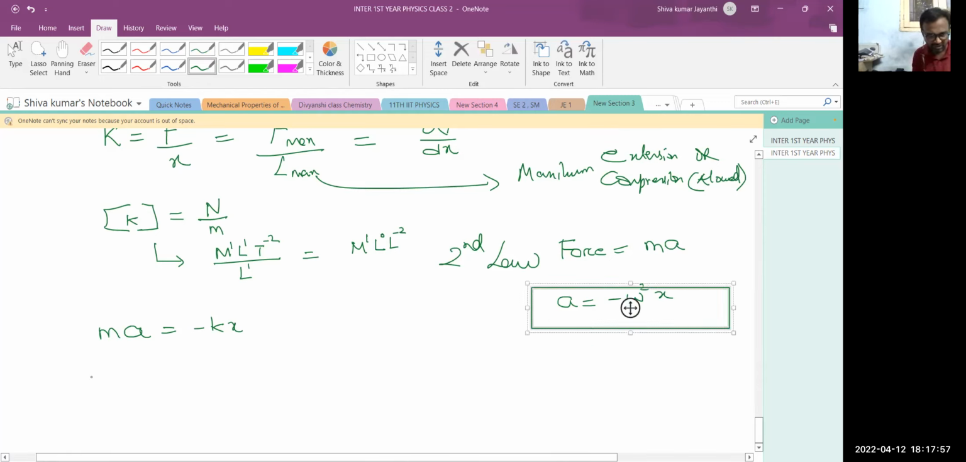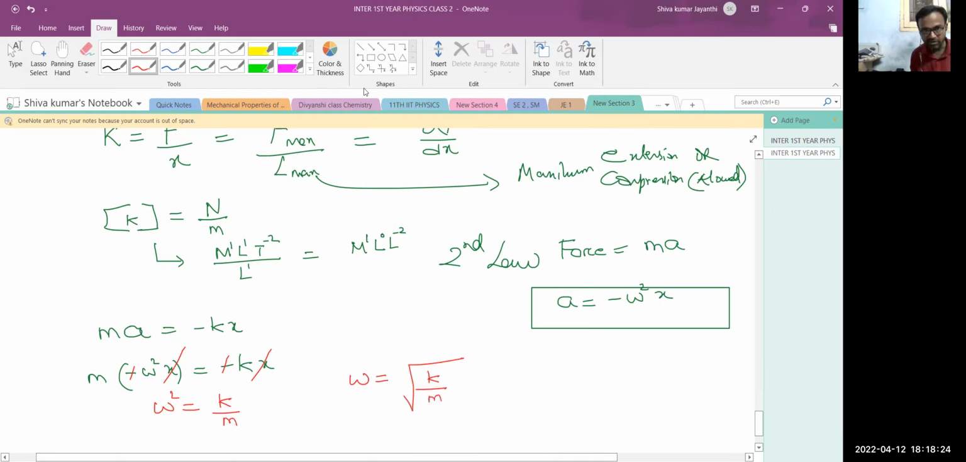So now you write this here. M, instead of a, you write minus omega square x, equal to minus kx. So can I cancel x on both sides? Of course. Minus also can cancel. What would I get? Omega square is equal to k by m. So what is omega? Root over k by m.